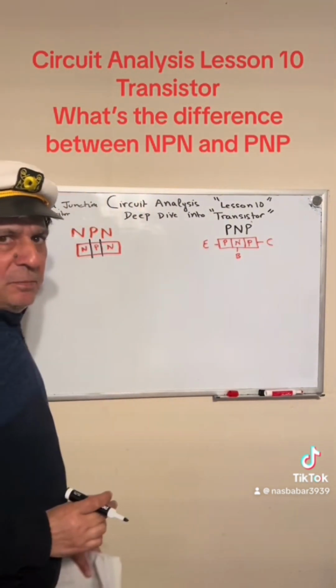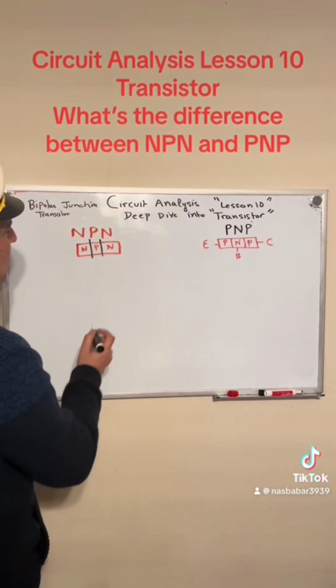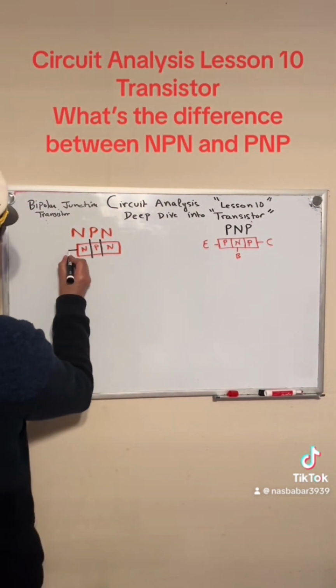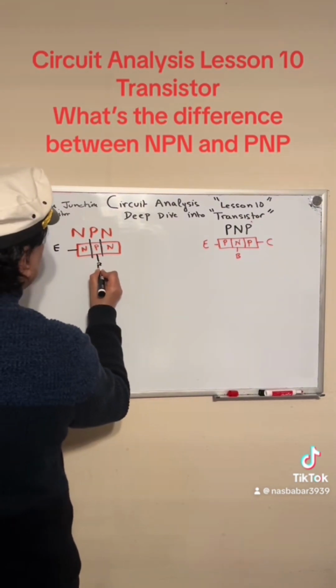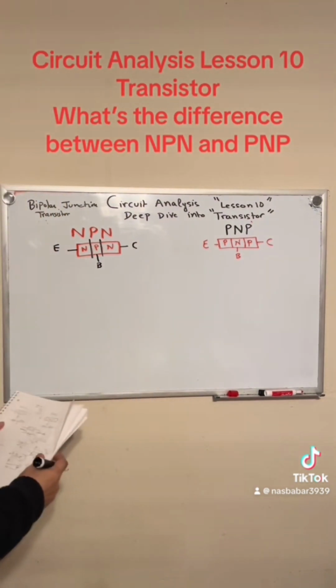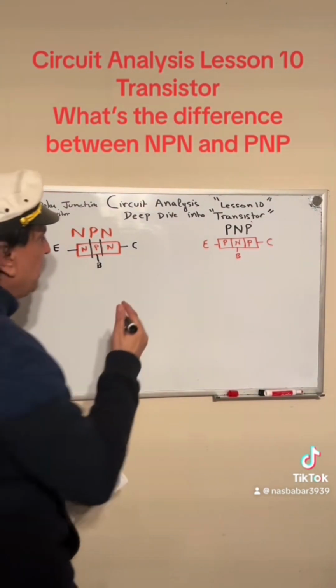N-type material. We extract that from the silicon. And then this is P-type. And then this is again N-type. And then this right here is the emitter. This right here is the base. This right here is the collector. Okay. Now let's look at a diode, just for a minute.